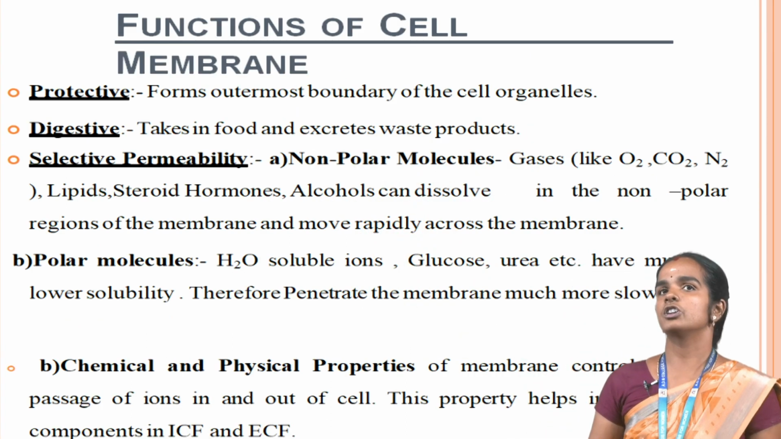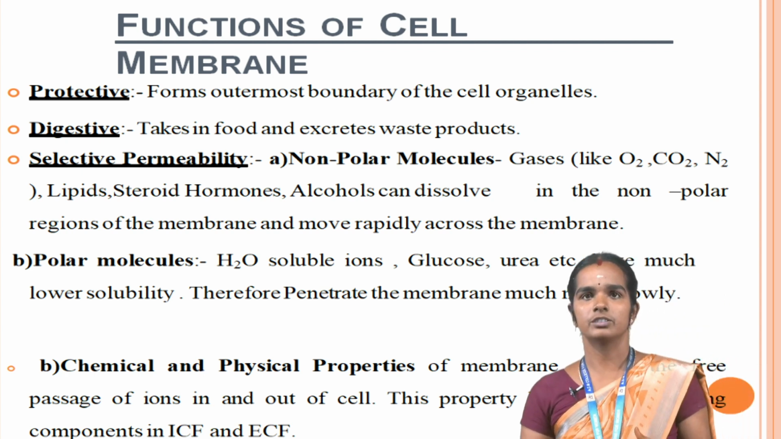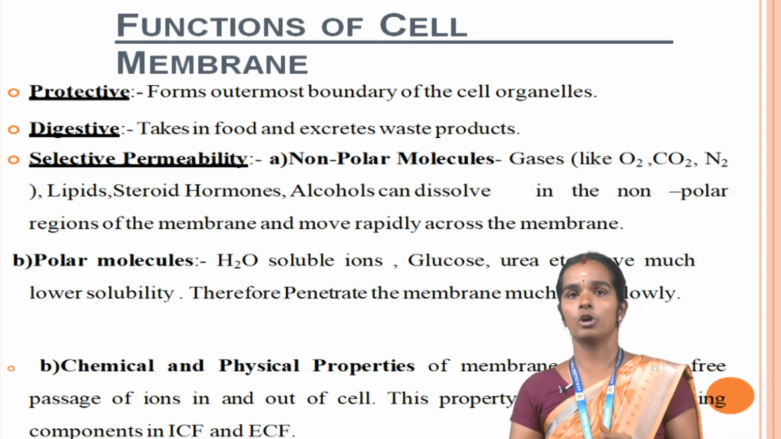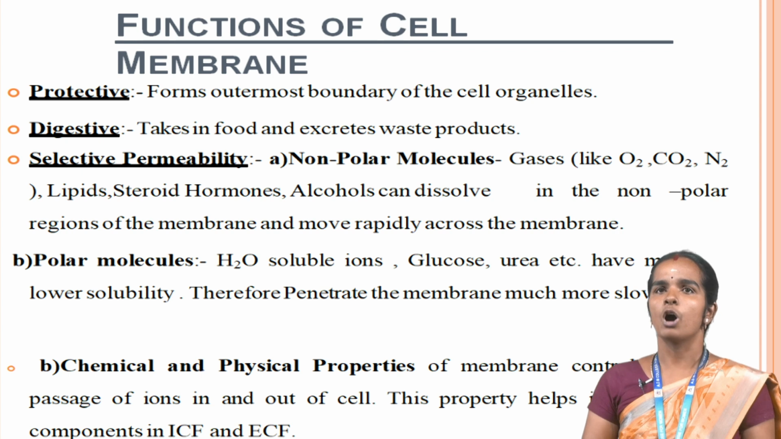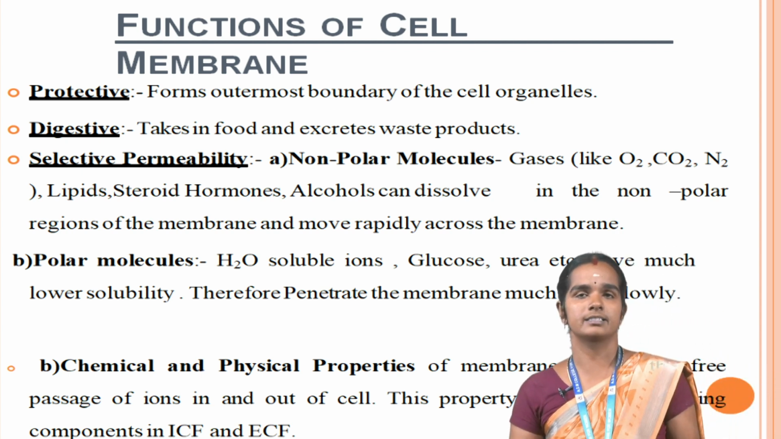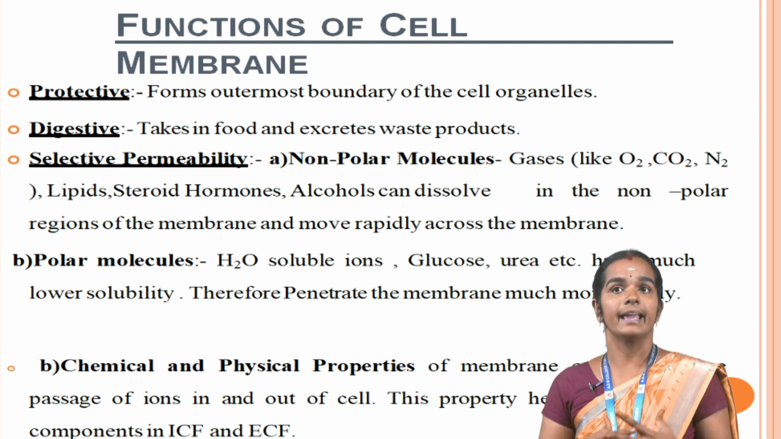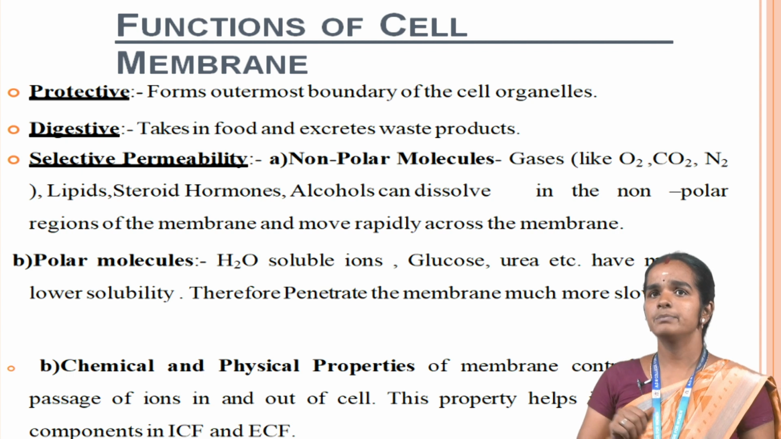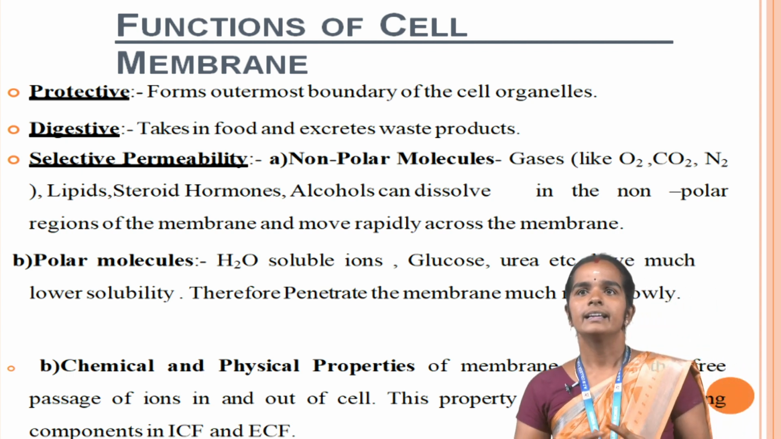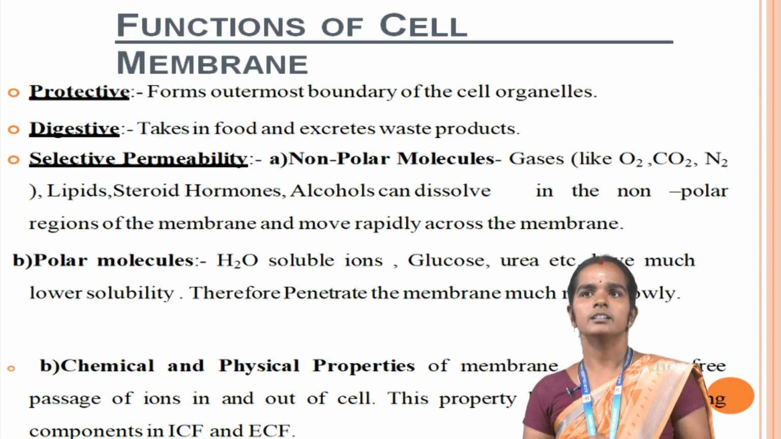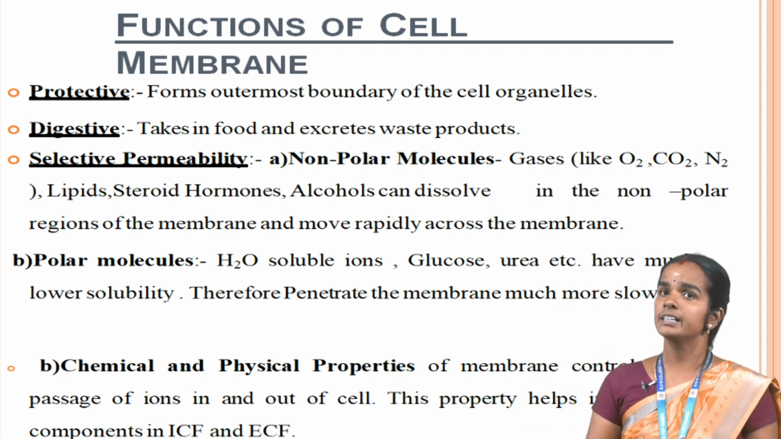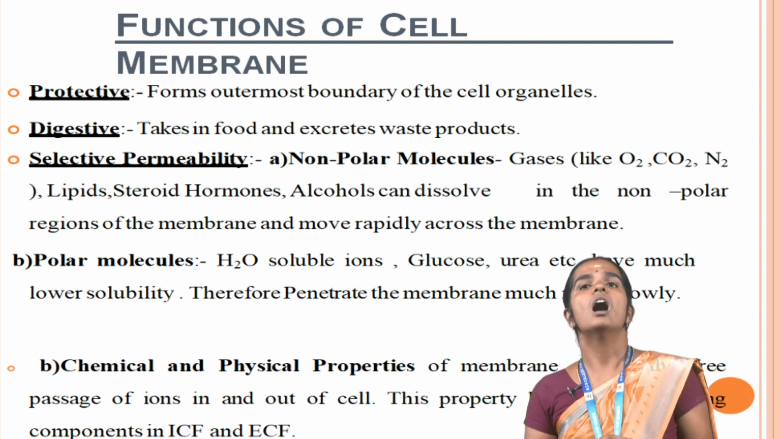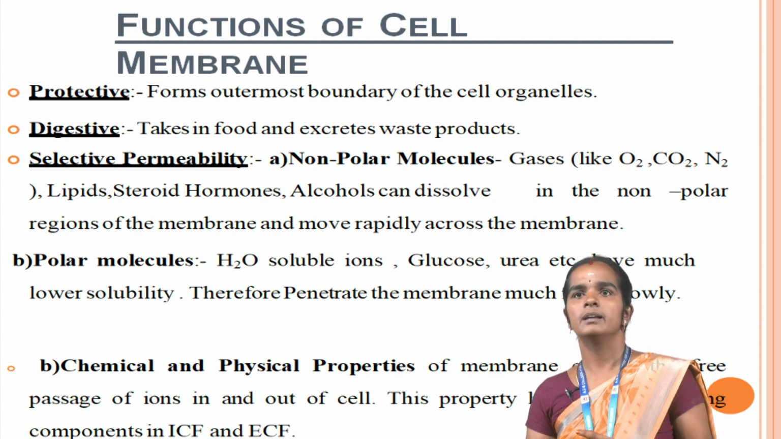This is the function of the cell membrane: protective, digestive, selective permeability. Permeability is of two types: non-polar molecules and polar molecules. Protective: forms the outermost boundary of the cell organelles. Digestive: takes in food and excretes waste products. Then it contains two types, non-polar and polar. Non-polar: gases like O2 oxygen, carbon dioxide, nitrogen, lipid, steroid hormone, alcohol can dissolve in the non-polar region of the membrane and move rapidly across the membrane.